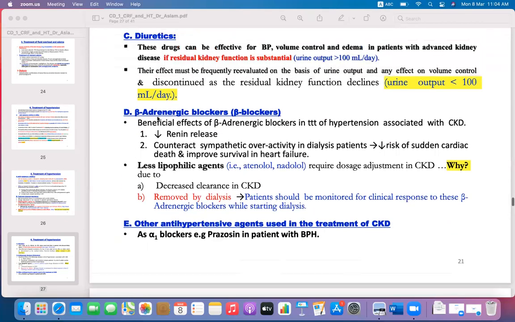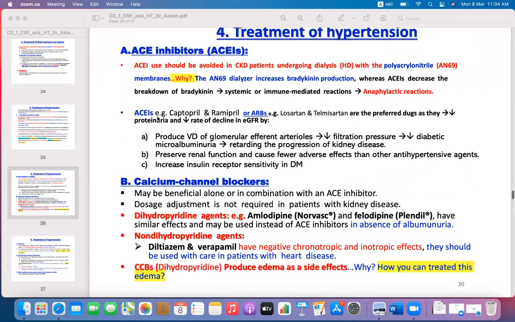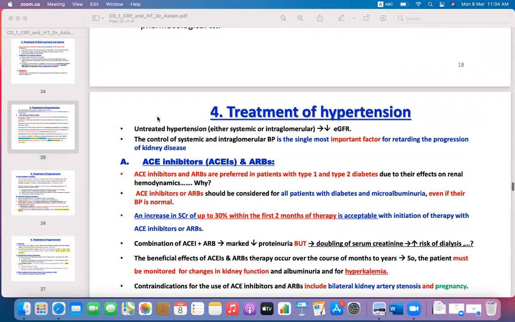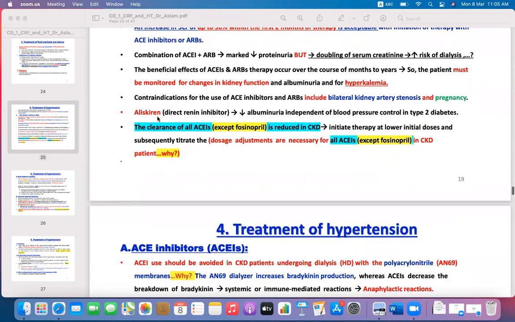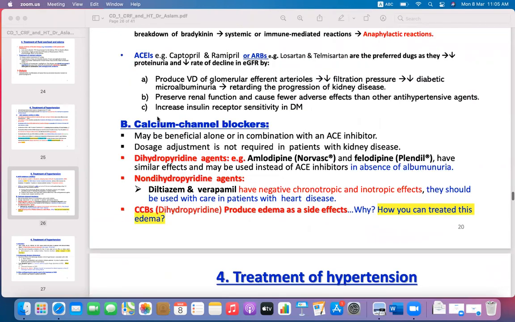So these are the management of hypertension in chronic kidney disease. The most widely used drugs, if the patient has albuminuria plus diabetes, are angiotensin converting enzyme inhibitors, angiotensin receptor blockers, or aliskiren. If the patient is contraindicated to these drugs, we can use calcium channel blockers, and amongst the calcium channel blockers, the dihydropyridine agents amlodipine and felodipine are significant.